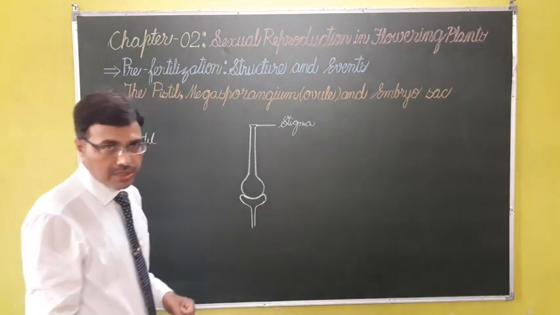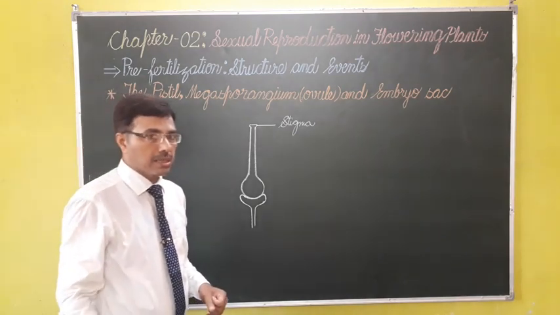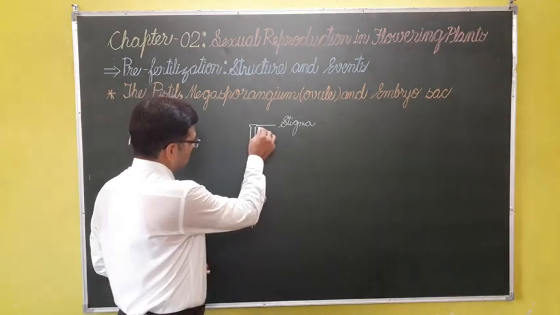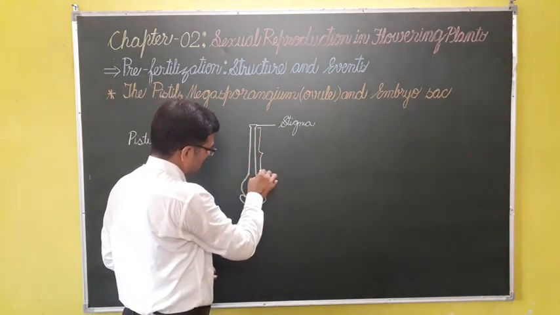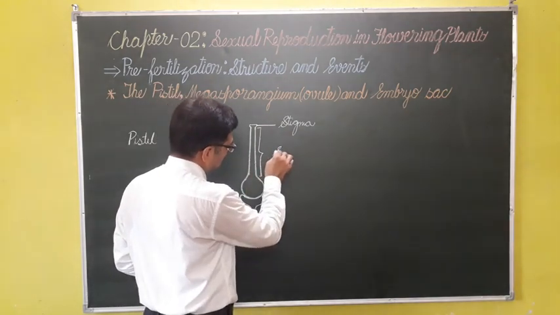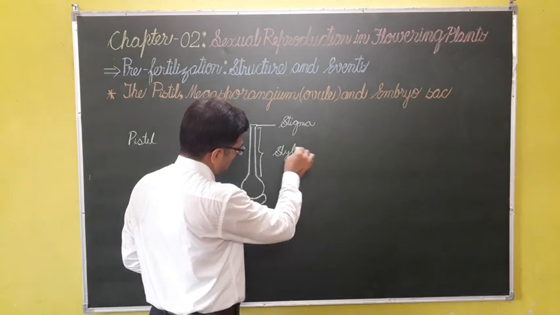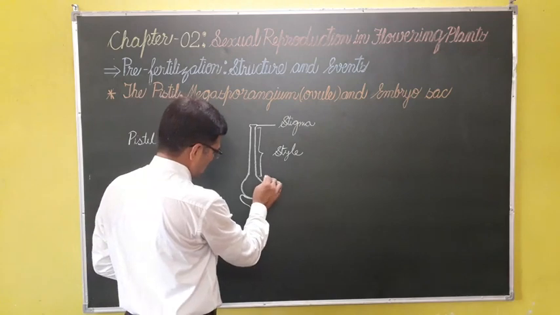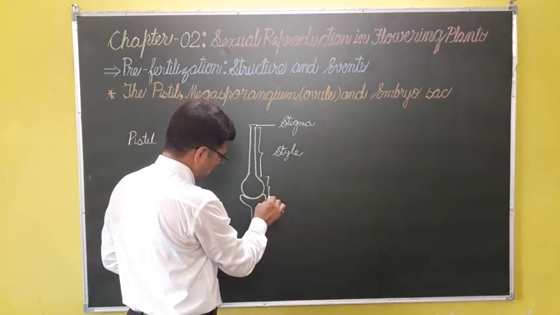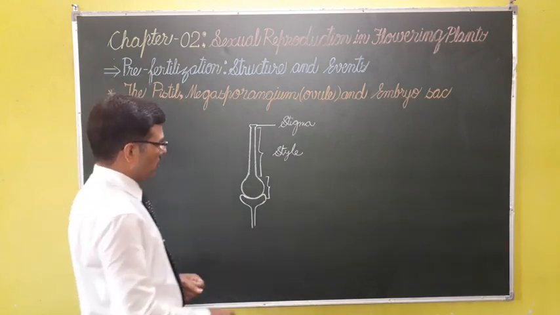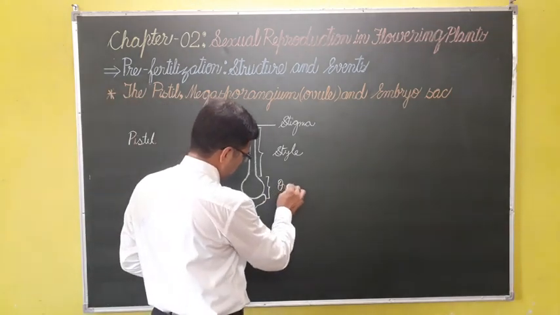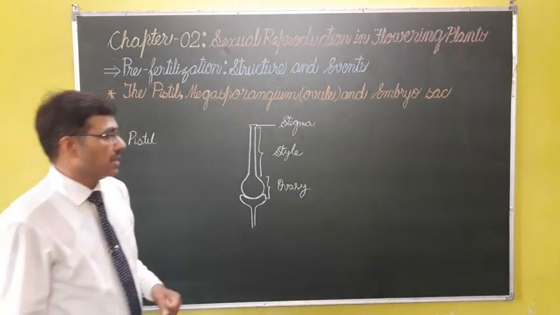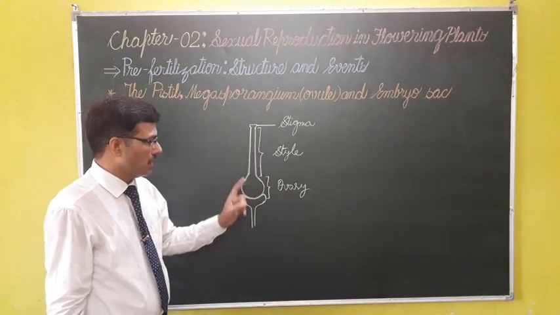Students, do you know what the function of stigma is? Yes, it is the receptive part of the flower. In this way it receives the pollen grains. Now this slender portion is called style. And this rounded portion at the base is called ovary. In this way, a pistil has three parts: stigma, style and ovary.